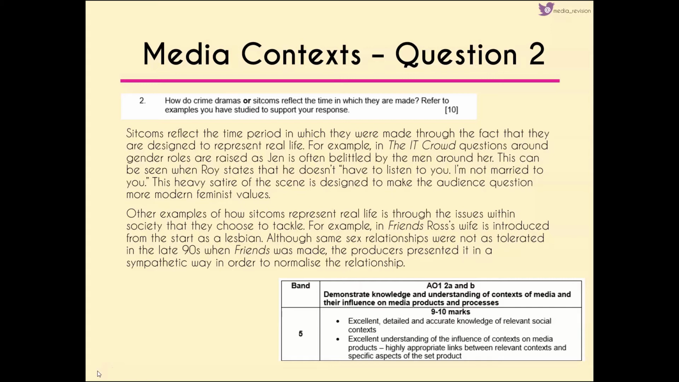Other examples of how sitcoms represent real life is through the issues within society that they choose to tackle. For example, in Friends, Ross's wife is introduced from the start as a lesbian. Although same-sex relationships were not as tolerated in the late 90s when Friends was made, the producers presented it in a sympathetic way in order to normalise the relationship.